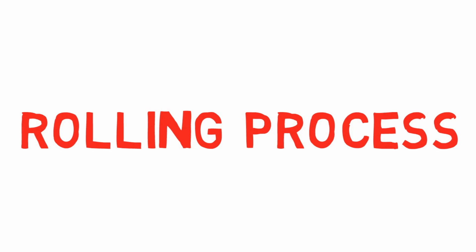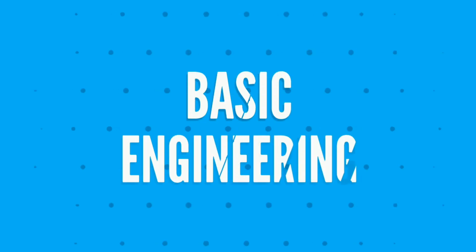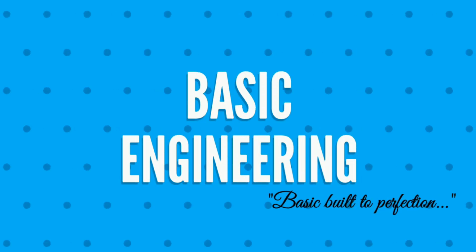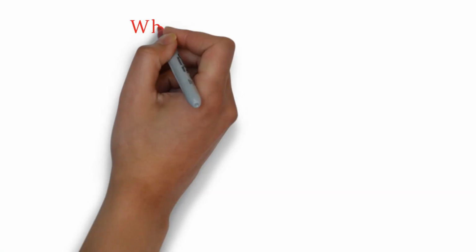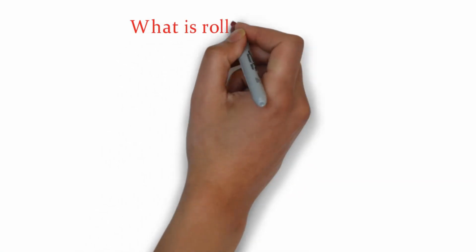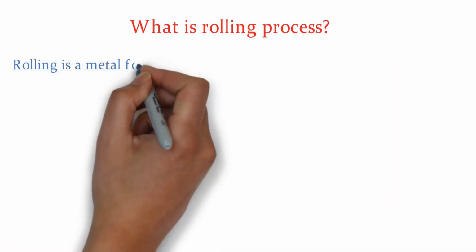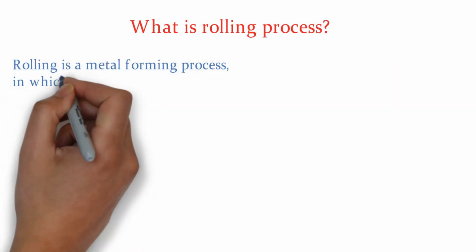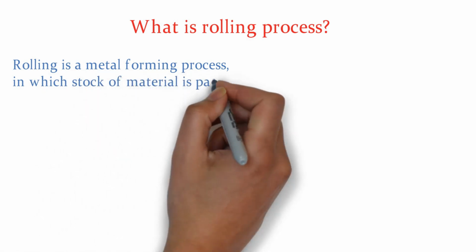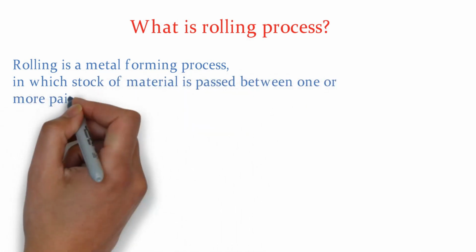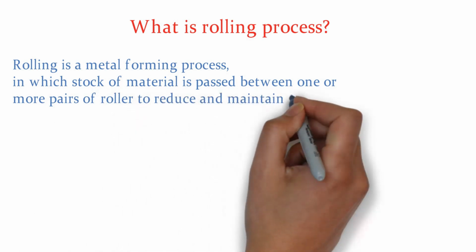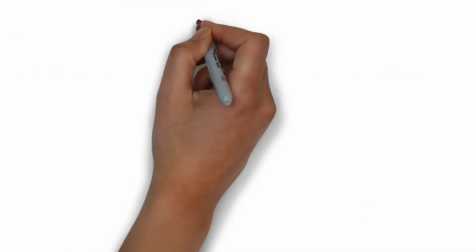This video is regarding the rolling process used for manufacturing different types of components. So let us talk about that. First question comes in our mind, what is rolling process? Rolling is a metal forming process in which stock of material is passed between one or more pairs of rollers to reduce and maintain the uniform thickness.